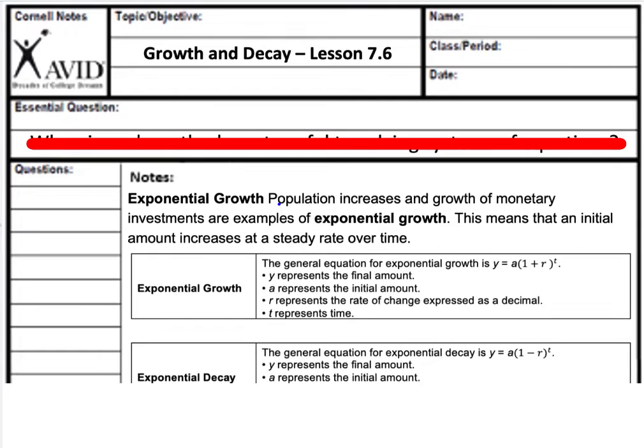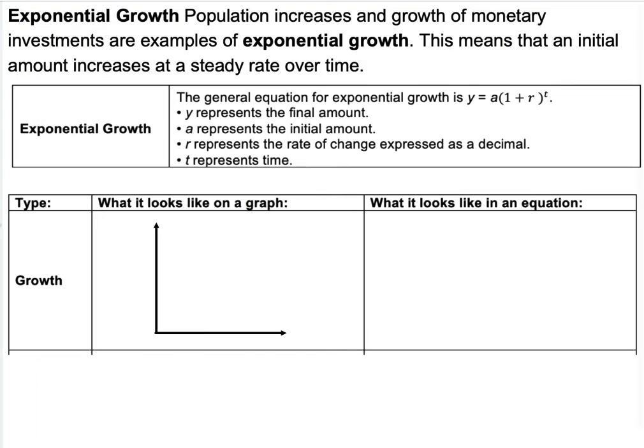All right, welcome to our next lesson. This one is on growth and decay. So these are going to be exponential functions, specifically ones that are growing, so they're rapidly increasing, or decaying, rapidly decreasing, like we worked on yesterday. So first we're going to start with exponential growth.